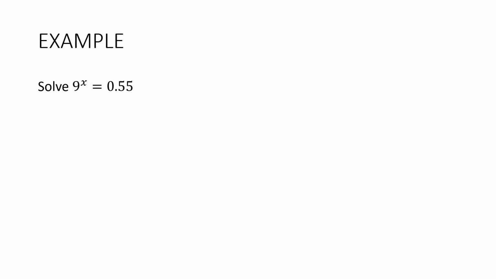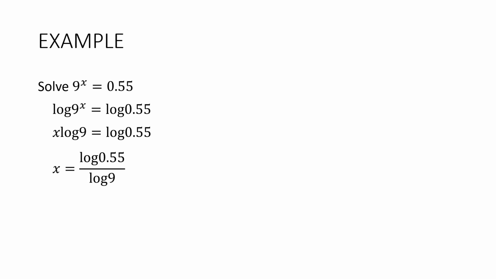In fact, x is negative in this question. But even though it's difficult by guess and check, it is really, really easy by logs. So let's take logs of both sides. We'll do log base 10. On the left-hand side, we've got our third log law. This x can come down the front, and it's no longer an index. Divide both sides by log 9, and we get log 0.55 divided by log 9, which is negative 0.272. See how easy that was?